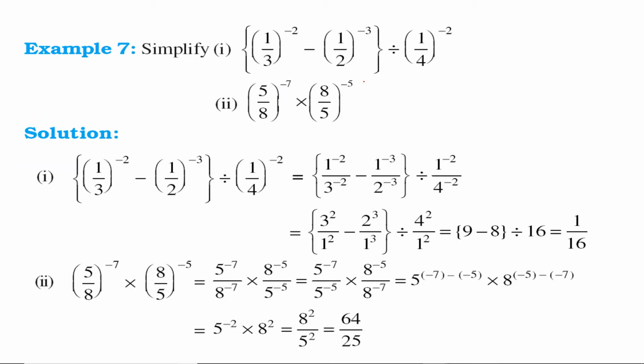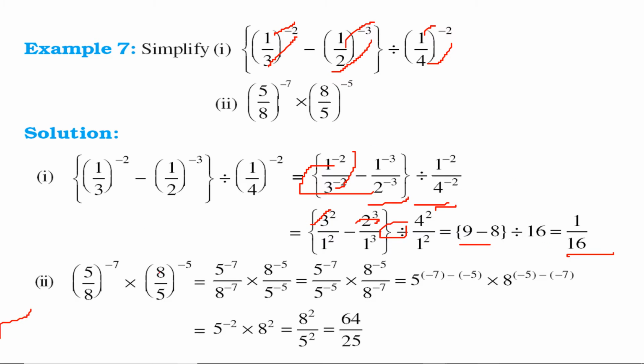We have to simplify this. How to simplify this? See, this is simply 1 to the power minus 2, this is 3 to the power minus 2, like this. This is 1 to the power minus 3, this is 2 to the power minus 3, like this, divided by 1 to the power 4, so 1 to the power minus 2, 4 to the power minus 2. Take all those negatives above and those numerators and denominators, like this. This has to be brought in denominator, this has to be brought in the numerator, like for all of these. You get 3 square by 1, which is equal to 9, 2 cube is 8, 4 square is 16. So 9 minus 8 divided by 16, that is 1 by 16.